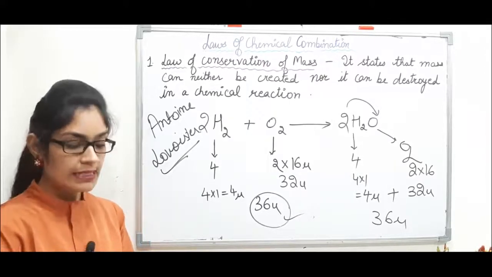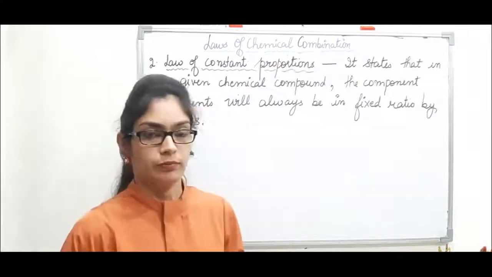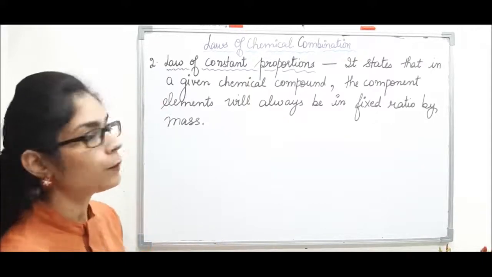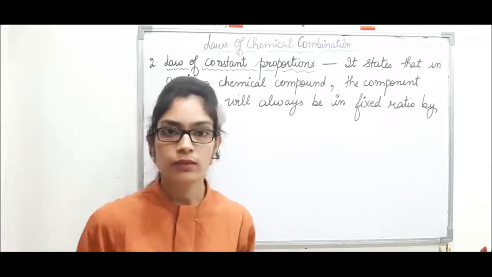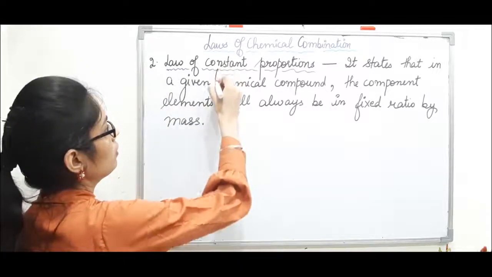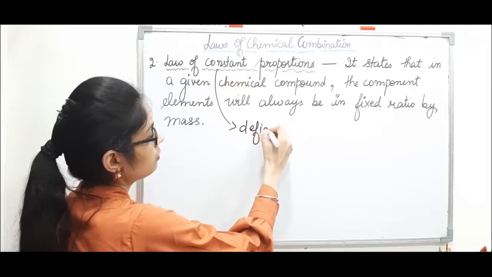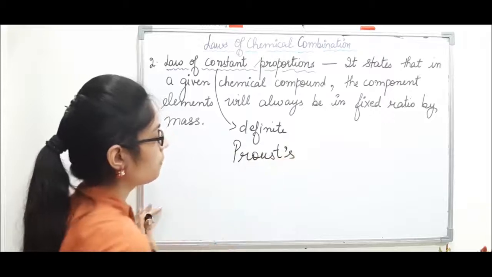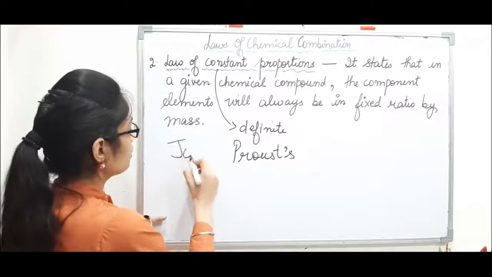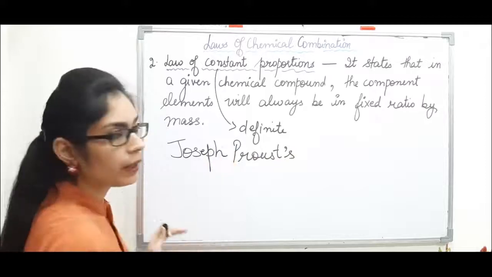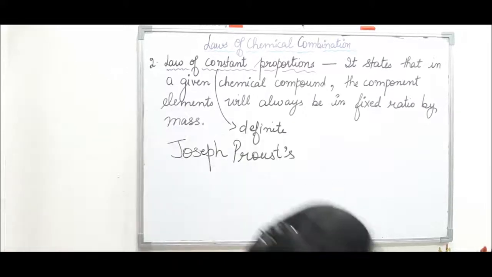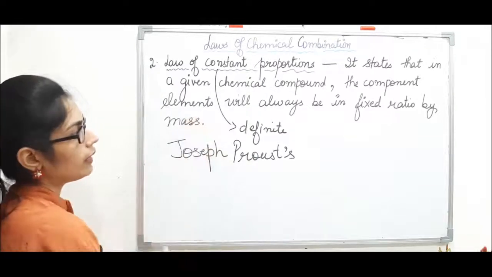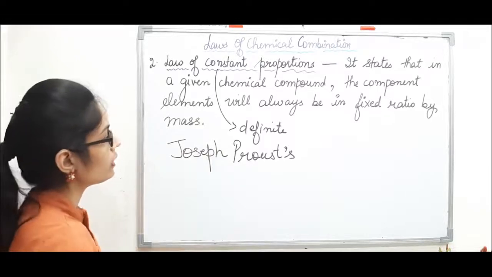Now let's do the second law of chemical combination. The second law of chemical combination is the law of constant proportions. This law is also known as the law of definite proportions, and Proust's law, because this law was stated by Joseph Proust. It states that in a given chemical compound, the component elements will always be in a fixed ratio by mass.